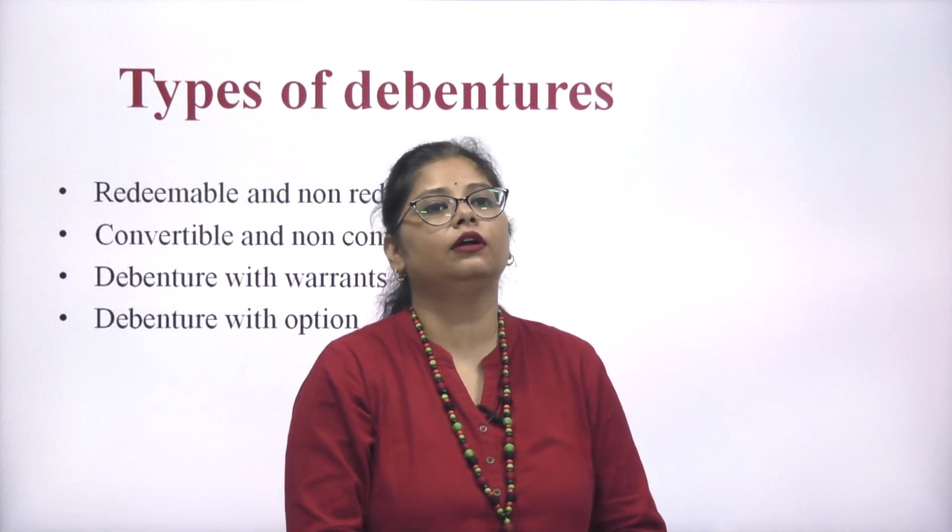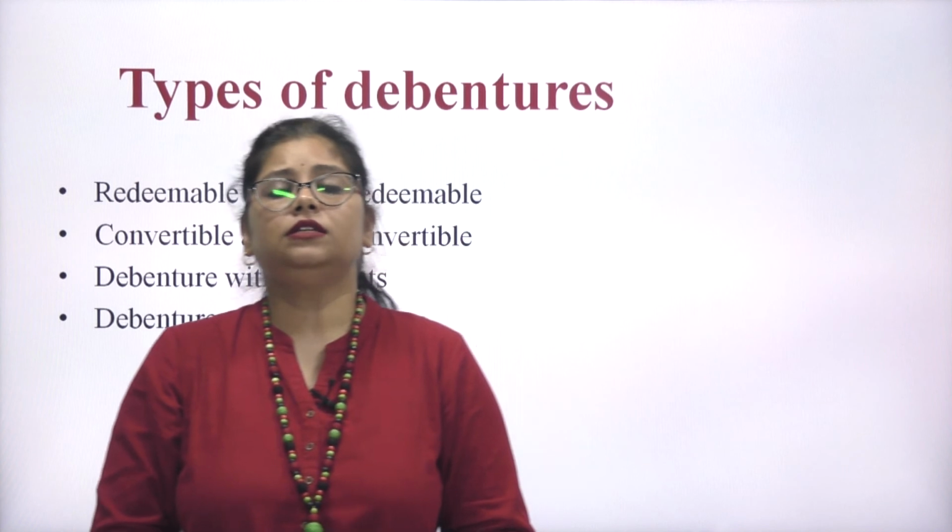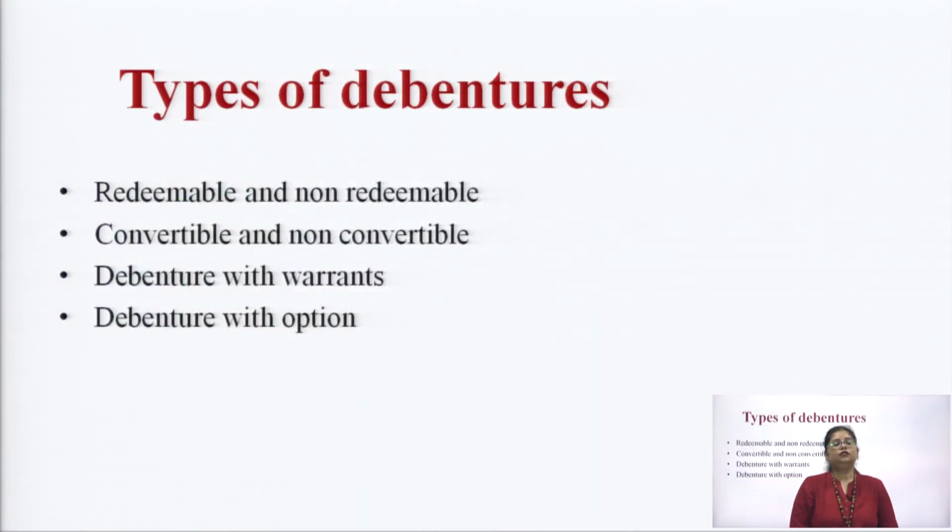Now, we come to another important type of debentures, that is debenture with warrants. Certain debentures are issued with warrants. What is the feature of this warrant? The feature of this warrant is that the holder can, at a specified time, get it exchanged with equity shares. That means a debenture that holds a warrant, in exchange of this particular warrant, the holder can get the equity shares of the particular company.